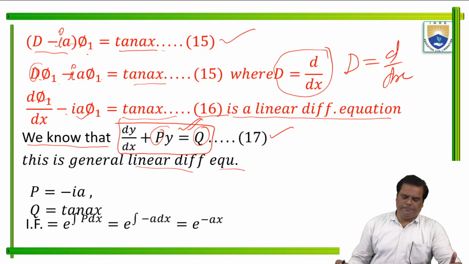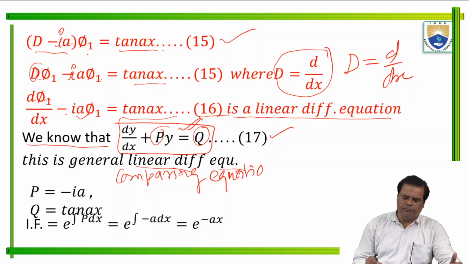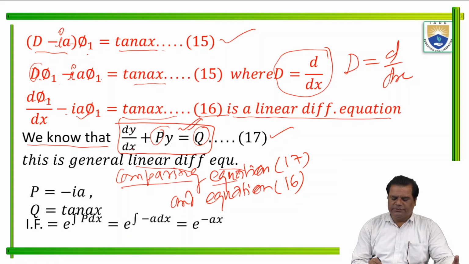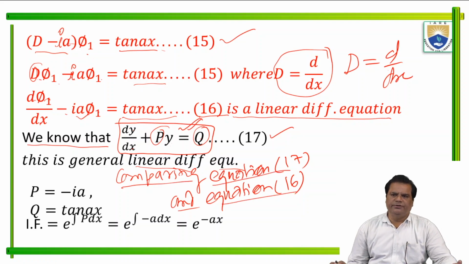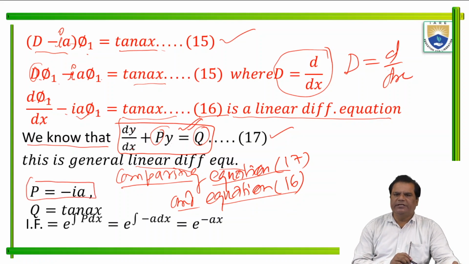Comparing equation 17 and equation 16, we get P equal to minus iA. What is P here? P is minus iA and Q is tan(x).